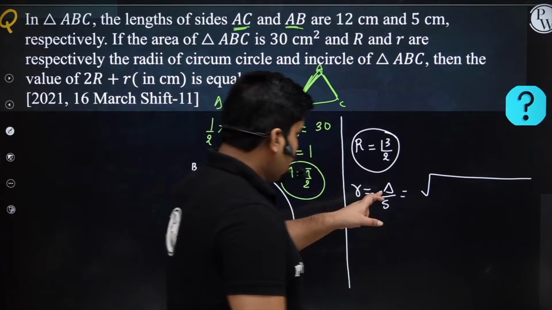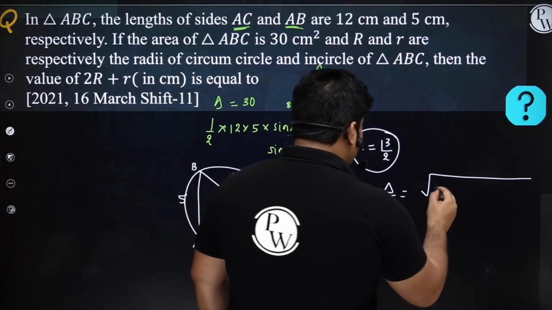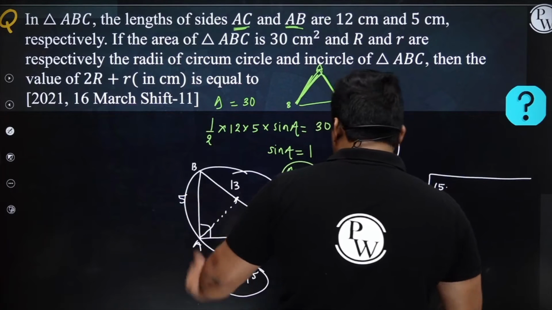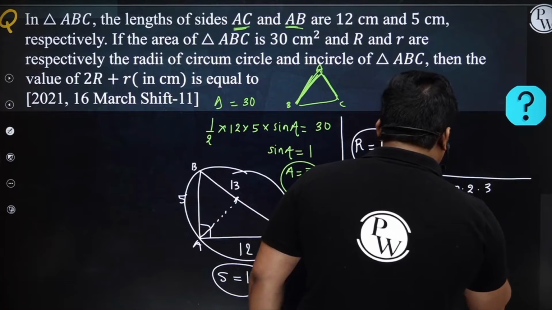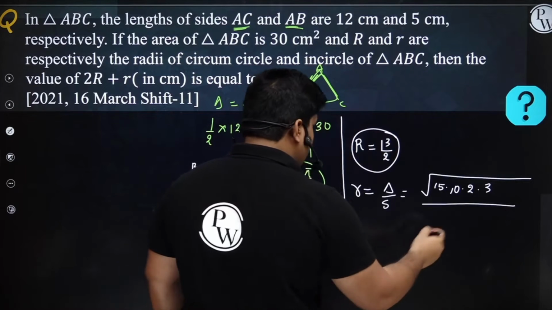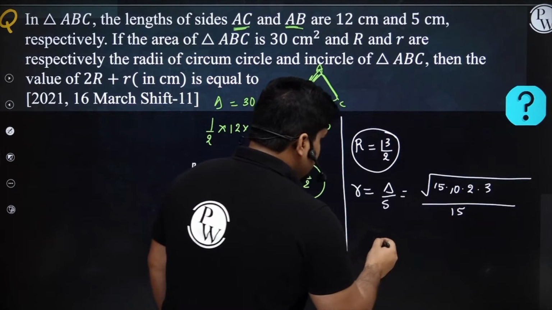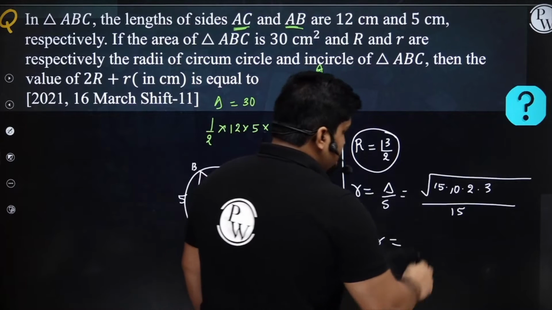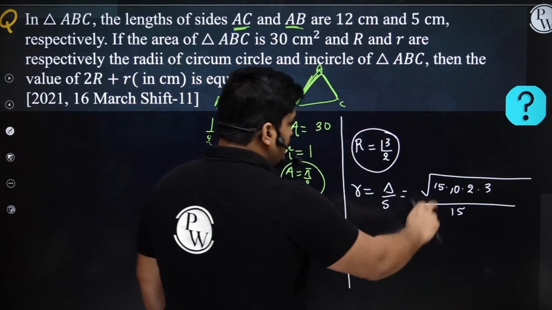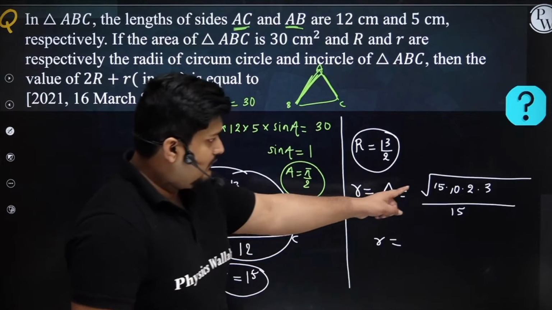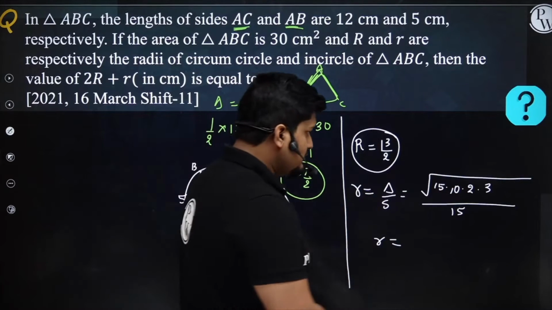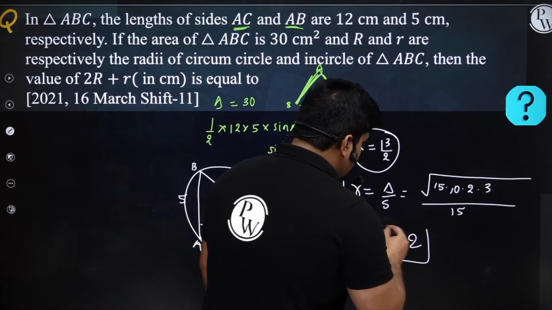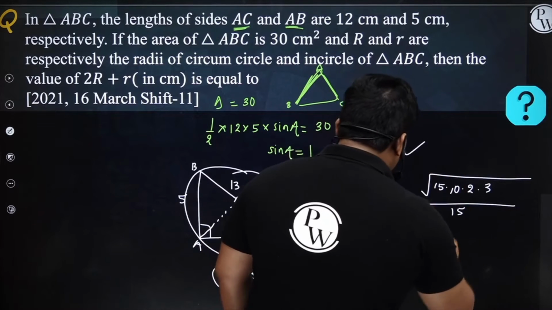So delta will be equal to how much? Delta will be the square root of S(S-a)(S-b)(S-c): 15, then 15 minus 5 is 10, 15 minus 13 is 2, 15 minus 12 is 3. Divide by S equal to 15. So r will be equal to the square root of 15 into 10, which is 150, into 2, 300, into 3, 900. So 30 divided by 15, r will be equal to 2. So capital R is 13 by 2 and r is equal to 2.